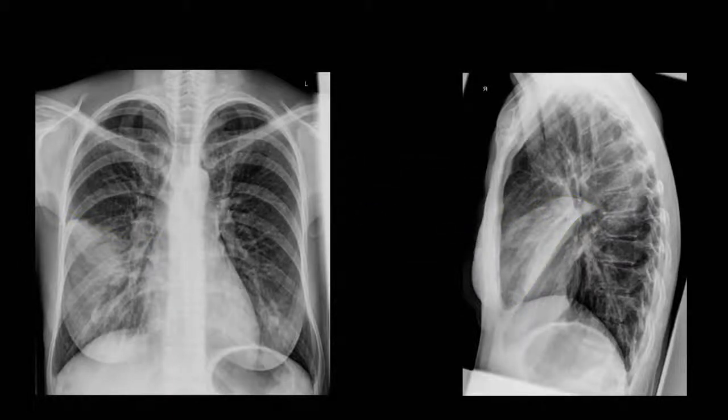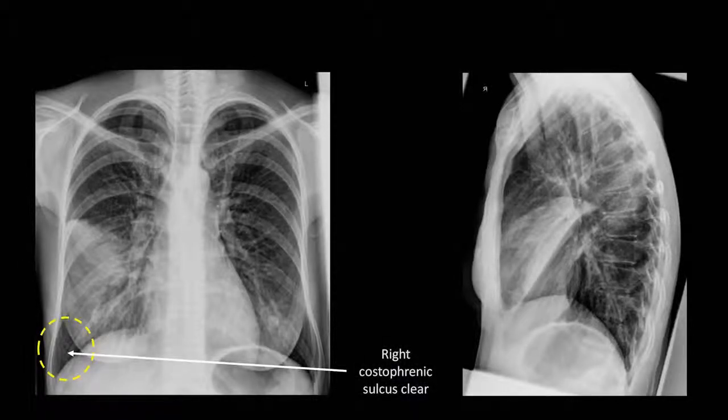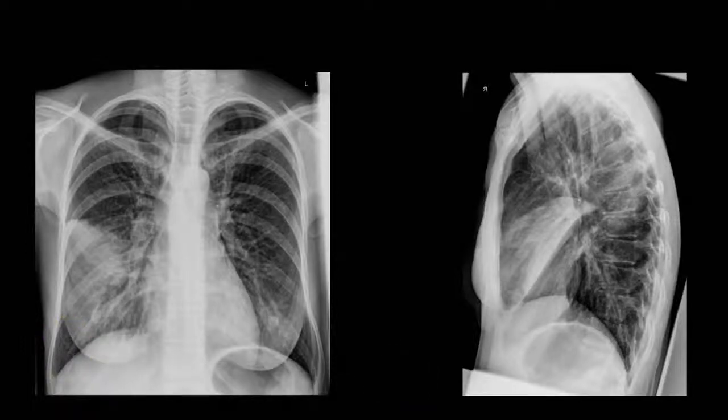There's an air bronchogram right here. And notice that the right costophrenic sulcus is clear, suggesting that the right lower lobe is not affected by the pathologic process. So how would you summarize this chest X-ray? This is a right middle lobe lobar pneumonia, most likely a result of Streptococcus pneumoniae, but also possibly Klebsiella or Haemophilus influenzae.